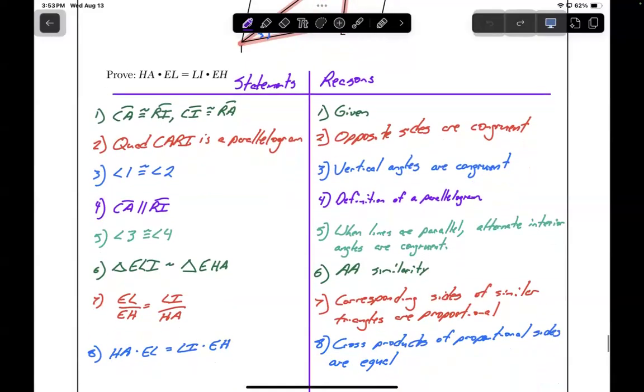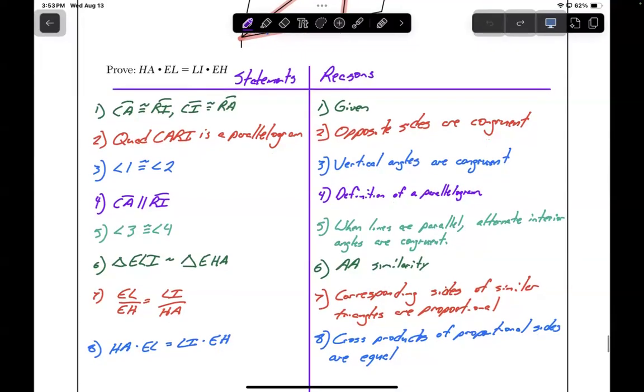So I then stated that EL over EH is equal to LI over HA. Why? Corresponding sides of similar triangles are proportional. So they have the same scale factor, you could say that. And then the last one is the last thing I'm trying to prove.